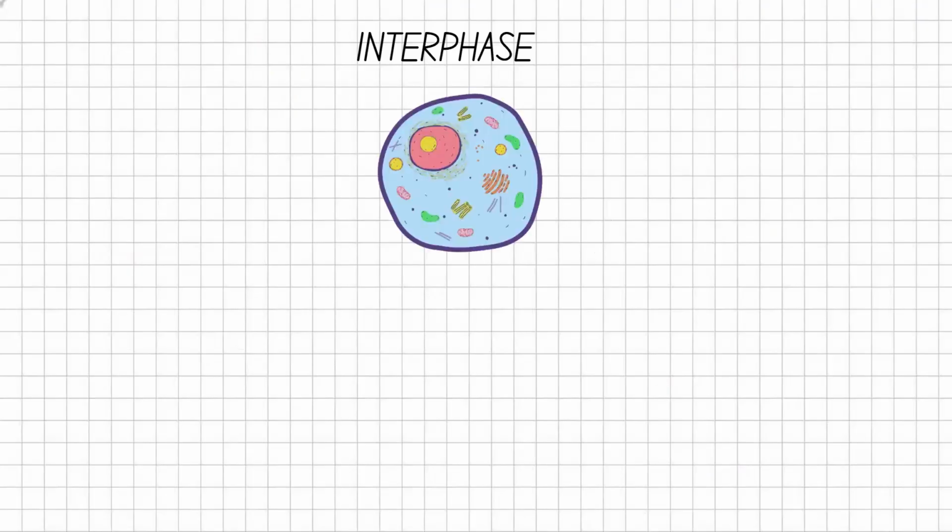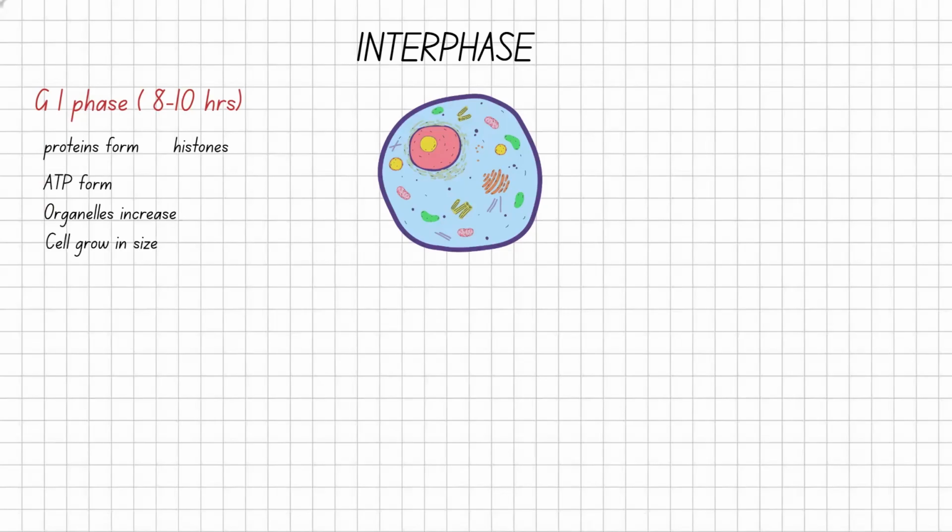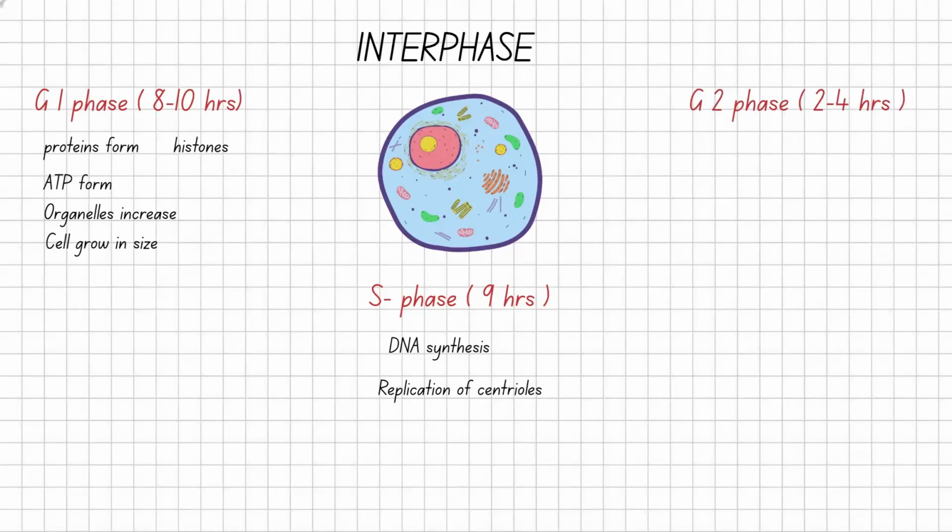Interphase has G1 phase, which lasts about 8 to 10 hours. In G1 phase, or gap 1 phase, this is the longest phase. Proteins are formed, mainly histone proteins. ATP is formed because a lot of energy is needed for organelle production, as organelles are increased in number. Cells grow in size. S phase lasts about 9 hours. DNA is synthesized, replication of the centriole occurs, and then there is G2 phase, which lasts about 2 to 4 hours.